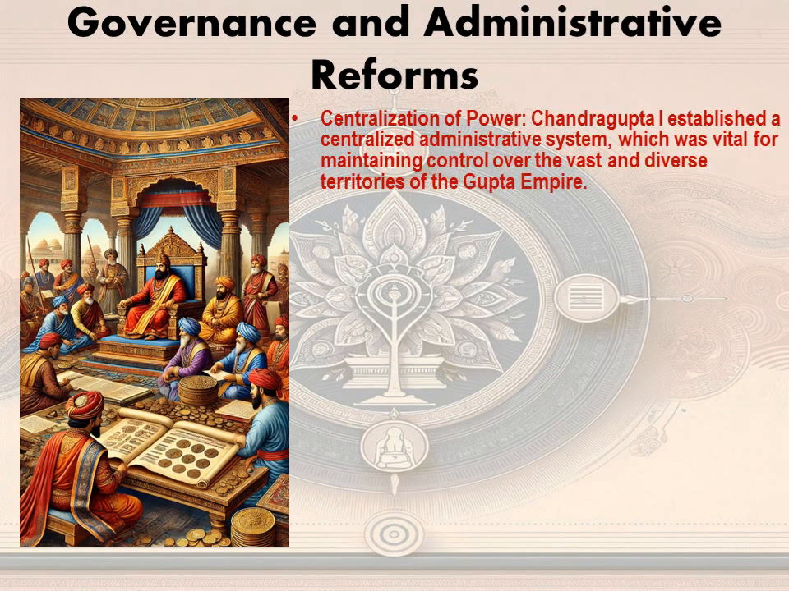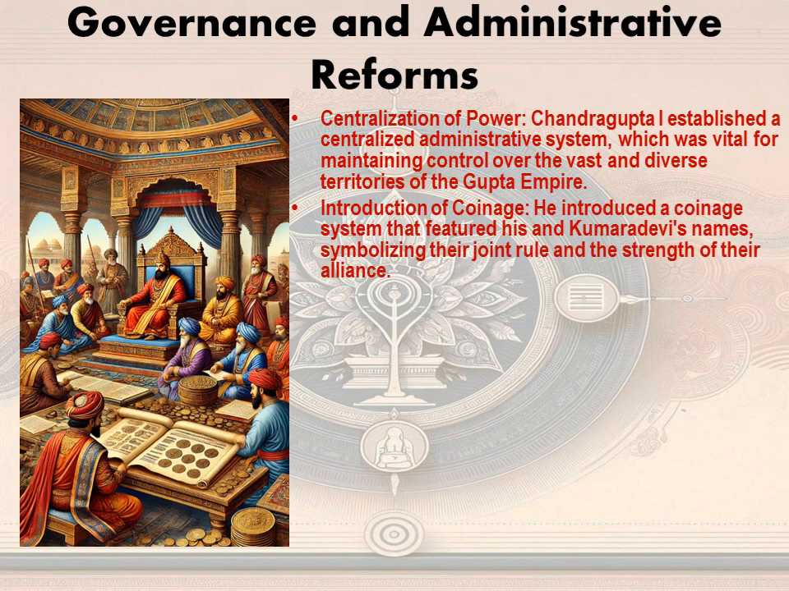Centralization of power. Chandragupta I established a centralized administrative system which was vital for maintaining control over the vast and diverse territories of the Gupta Empire. So during Chandragupta I, the administration was consolidated into a centralized system, which was very important for maintaining control over the vast and diverse territories of the Gupta Empire.